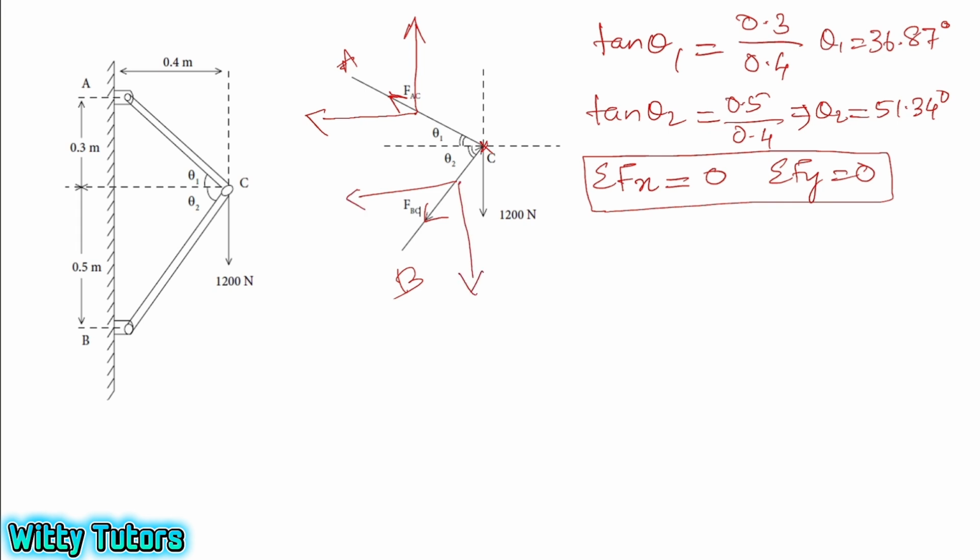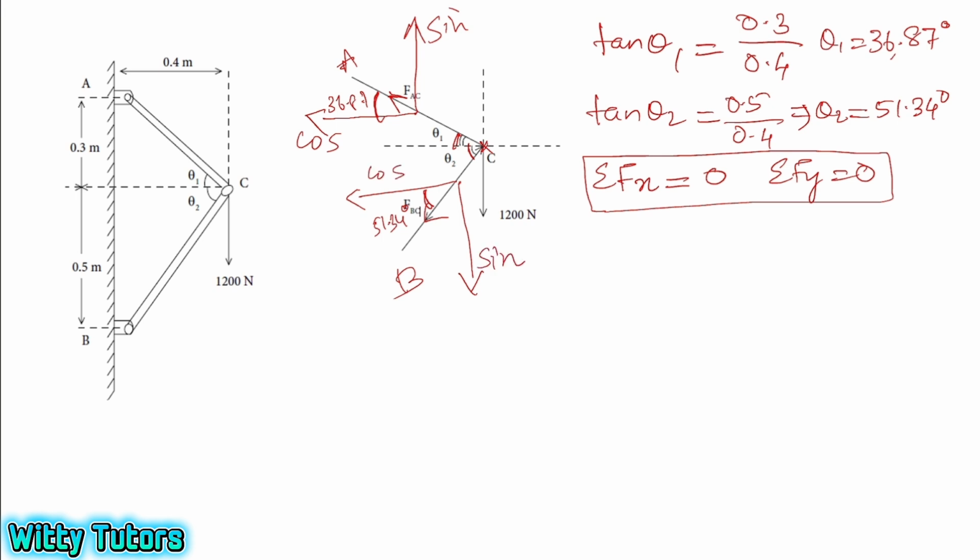We know this angle theta 1 is 36.87, and this is also theta 1, 36.87. Here, this is theta 2, that is 51.34. So this angle is 51.34. I'm resolving the components: the component near to the angle side is the cos component and the component away from the angle side is the sine component. Here also, near to the angle is the cos component, away from the angle is the sine component.